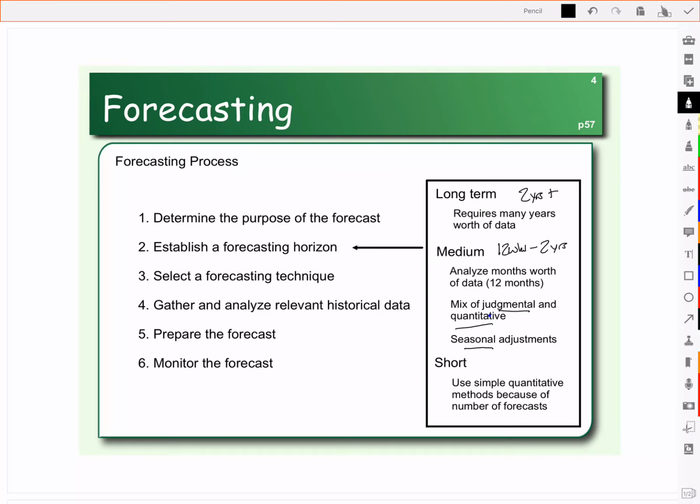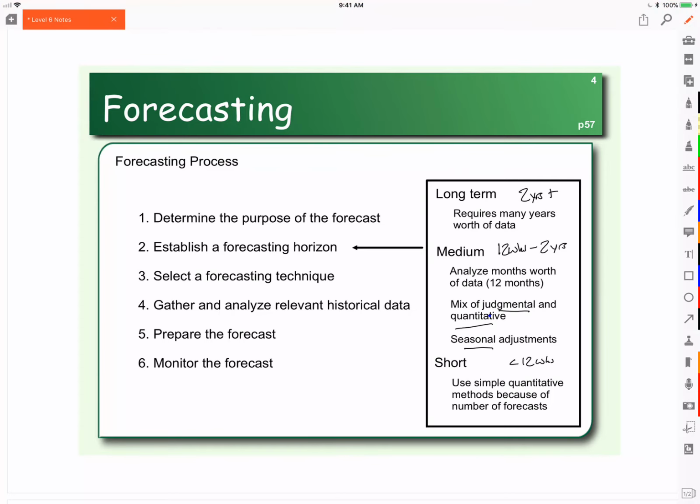If you're using your forecast for short-term scheduling, then in this case, you need to be able to forecast short term, so less than 12 weeks or so, and you'll use some very simple quantitative methods. And we'll look at some of those simple quantitative methods in just a moment. So we need to figure out what is the purpose of the forecast. That'll inform how long or how far forward we need to forecast, so what's our forecasting horizon. It'll also impact the technique that we use. So we're going to look at those techniques.